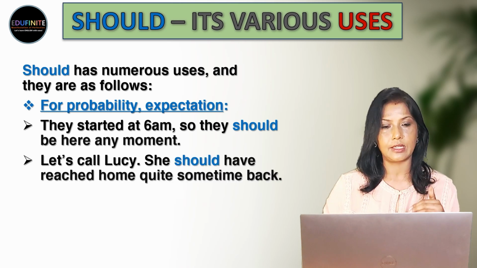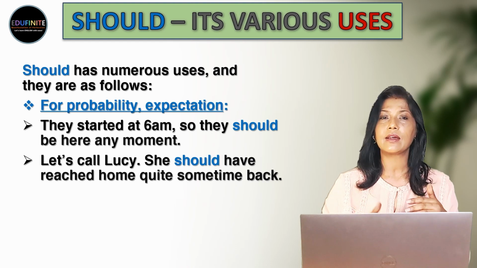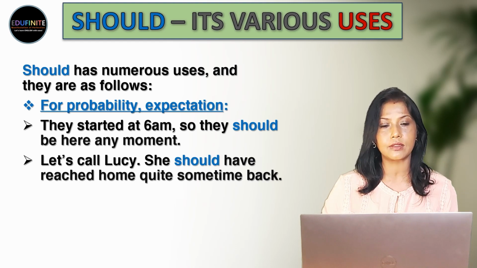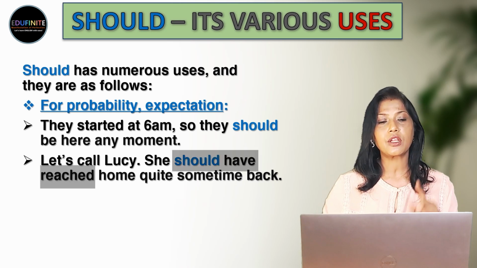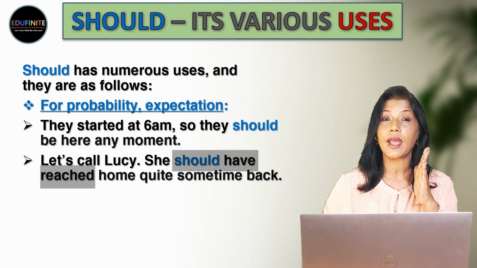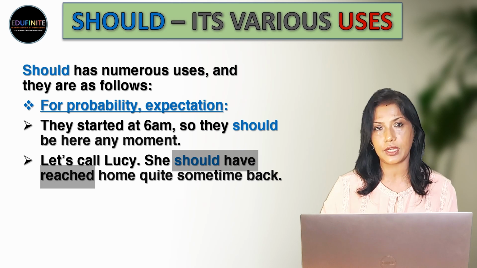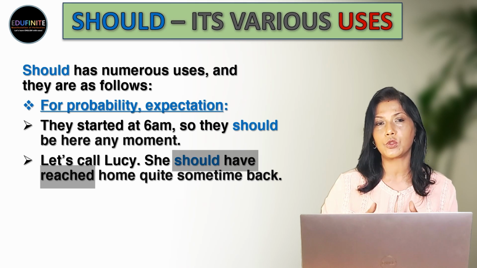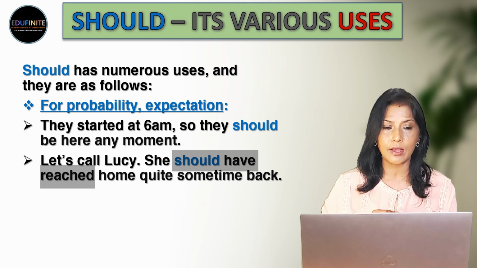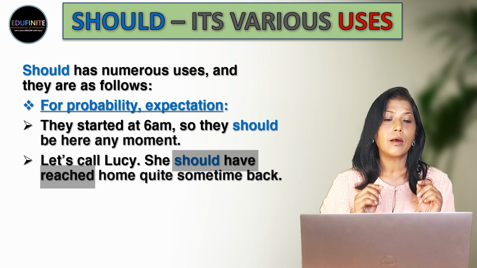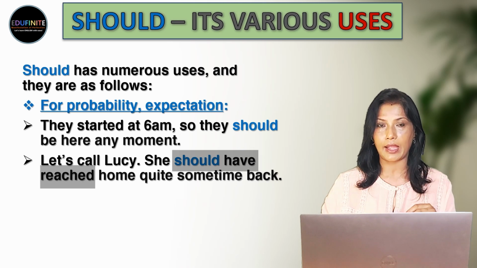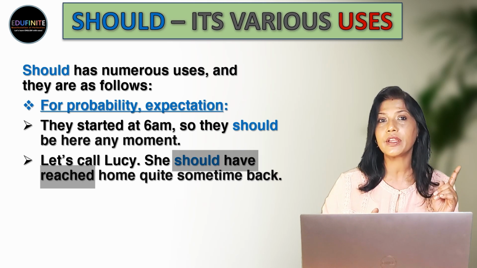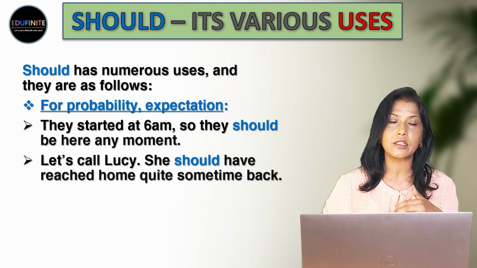This sentence was in the present tense. Now, if we try to recollect something that has already happened, that's in the past tense. So we can say, let's call Lucy. She should have reached home quite some time back. So see, here we have should have reached, because we are calculating the time that she had started quite early and she has already reached home. So now that I'm talking, she should be at home. So we have used the past tense. Let's call Lucy, that's the present part, but she should have reached home quite some time back. So she has already reached home, that's what we are assuming. So that's how we use should in past tense. You should have, should, then have, and then the past participle of the main verb.